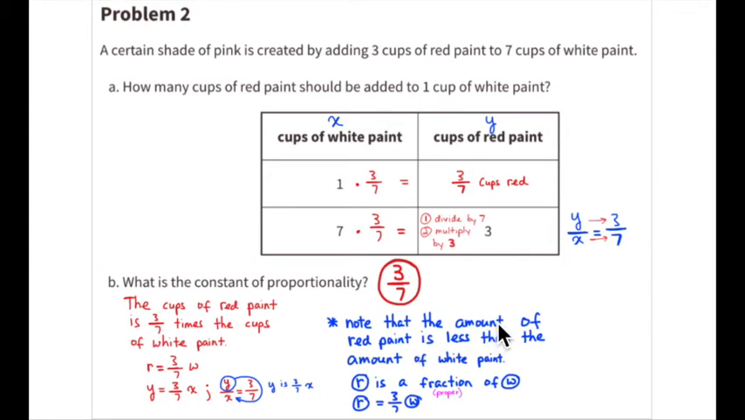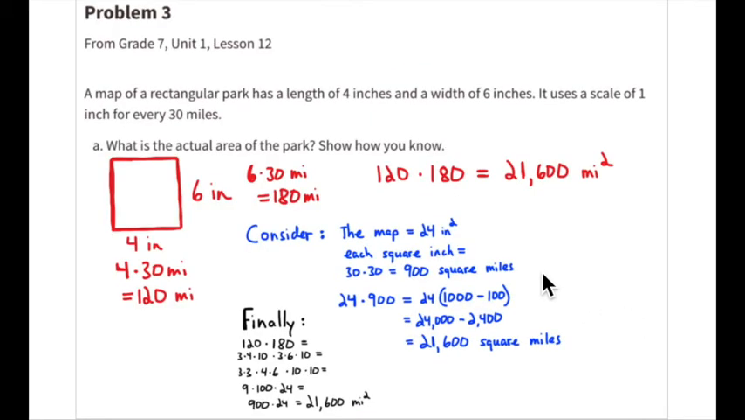It says here, note that the amount of red paint is less than the amount of white paint because it's a fraction. R is a proper fraction, by the way, of white paint. So our red paint is 3/7 of the white paint. 3/7 times the white paint. The words just seem to kind of all mesh together and it just becomes words. You have to slowly think through this, or students have to slowly think through this. Problem number 3. This is a hard problem.